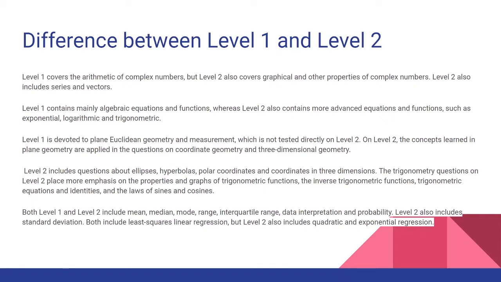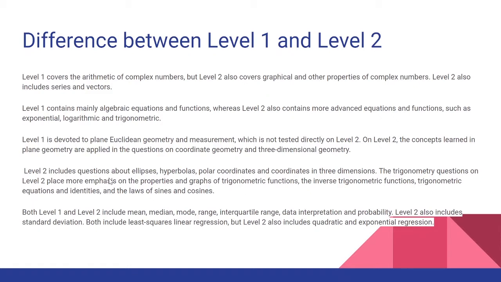Level 1 has, I don't know how to pronounce this word, I'm going to butcher this word, Euclidean. I don't know, this sounds like a French word, but it's a specific form of geometry and measurement, and it is not tested directly on level 2. But in level 2, you're going to be doing 3D geometry, so that's like coordinate geometry and 3D shapes on a coordinate plane. You're going to be dealing with that.